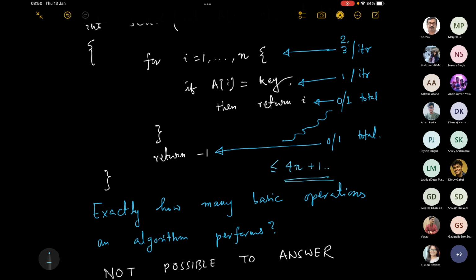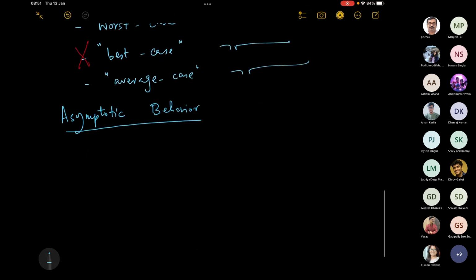Are you getting my point? So we will focus on, like Arjuna, the big picture, the main term. The main term here is n. That is formalized in this asymptotic behavior. Suppose we have two functions f and g.